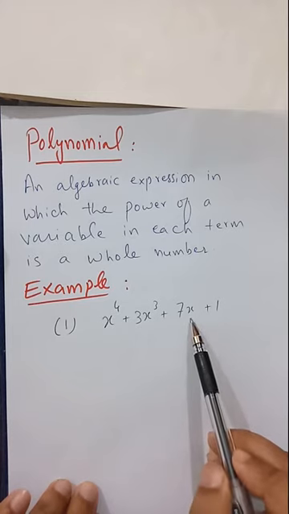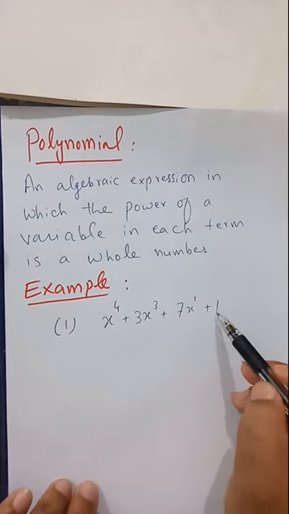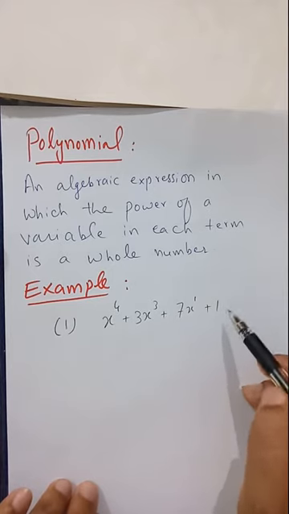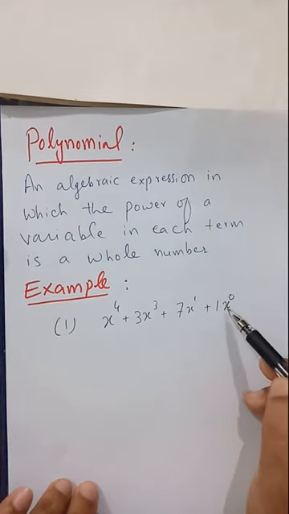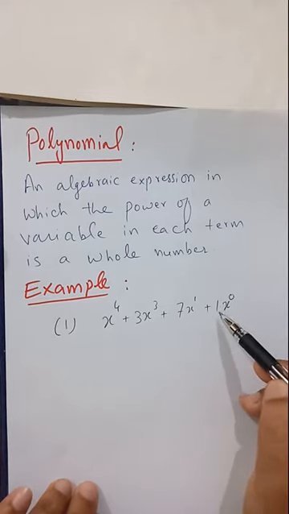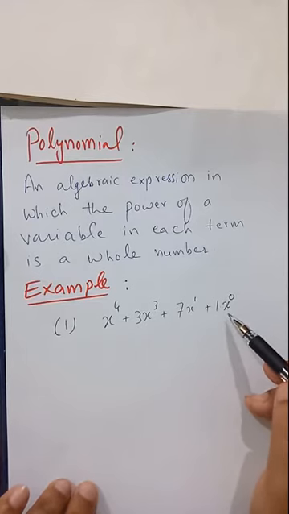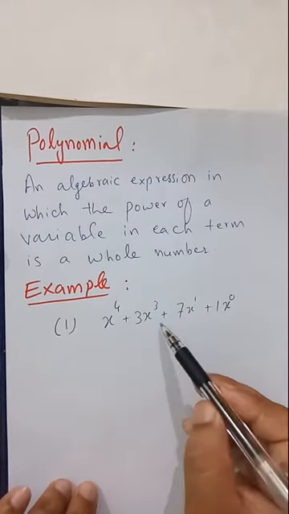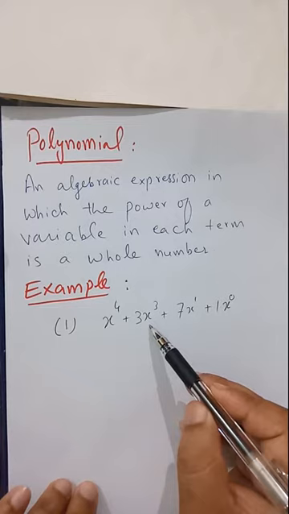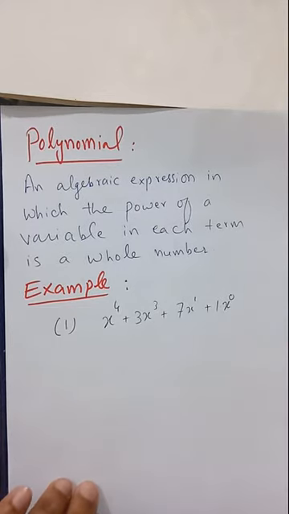In the third term, the power of the variable is 1. 1 is a whole number. And in this term, actually this is a constant. So with this constant, I can write x power 0. X power 0 is actually equal to 1. 1 multiplied by 1, you will get again 1. So in this term, the power of the variable is 0. 0 is also a whole number. So you see that the powers of the variable are 4, 3, 1 and 0, all whole numbers.